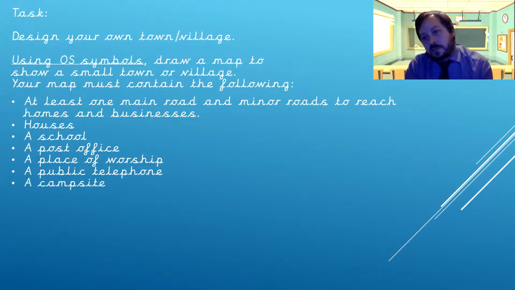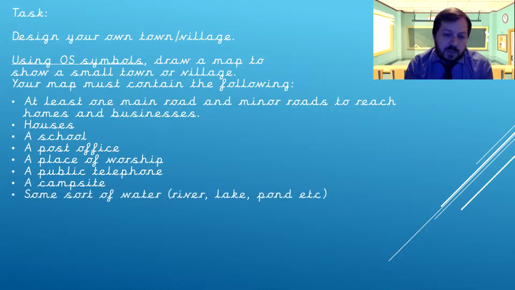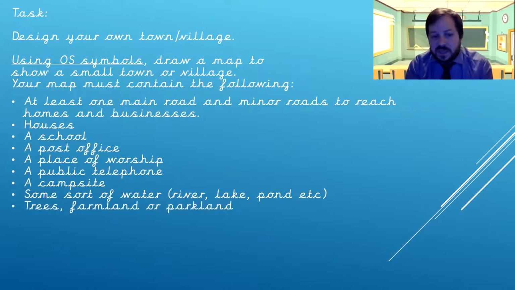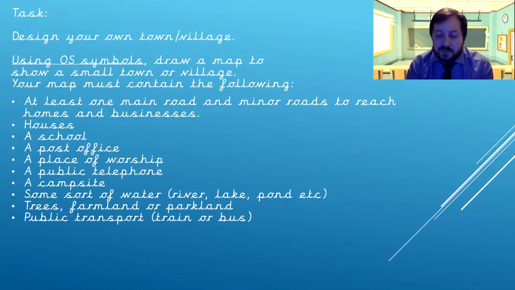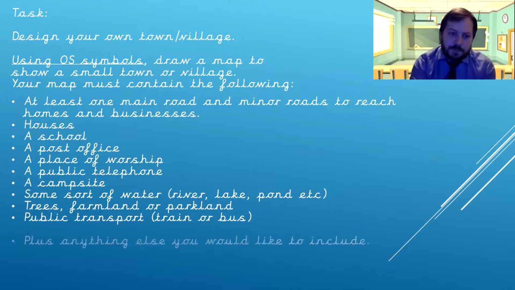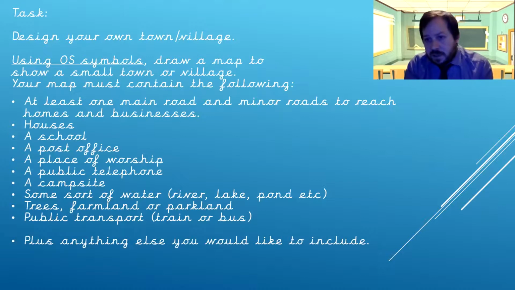A campsite, and I assume this will be outside of your town, somewhere on a road coming in or out of town. Some sort of water, so either a river, a lake, a pond, or something along those lines, an extra geographical feature on our map. Some trees, some farmland or parkland. Public transport, so a train or a bus. Remember, the train will also have a train line associated to it, the long black line. Plus anything else you would like to include.